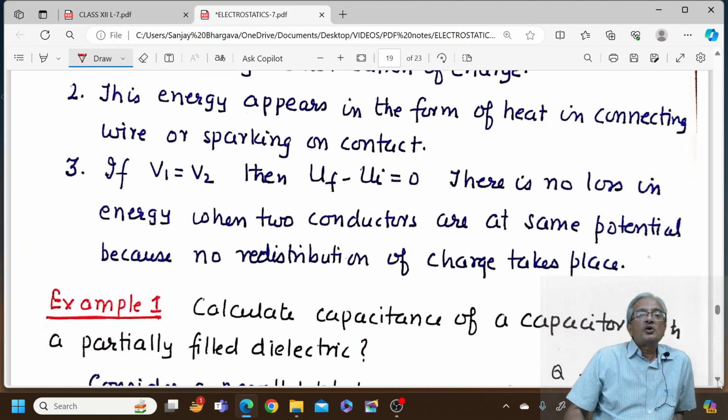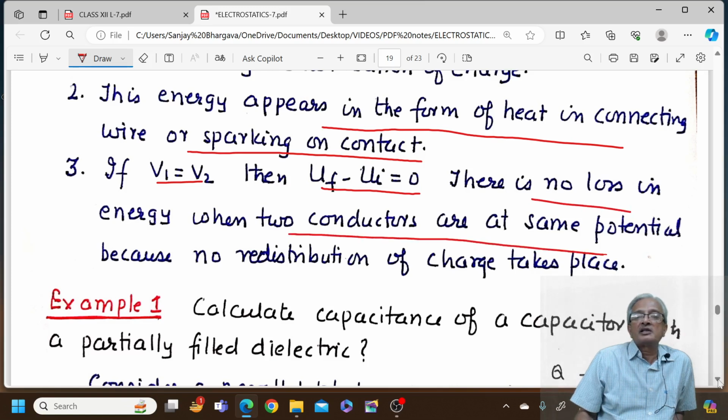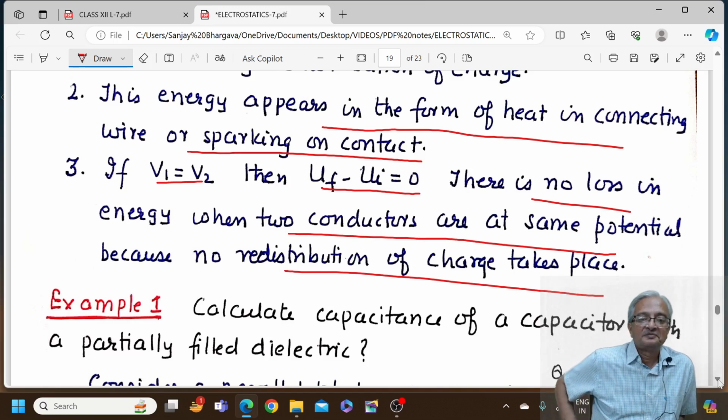Where does this energy go? This energy appears in the form of heat in the connecting wire or sparking on contact. If V1 is equal to V2, then UF minus UI would be 0. There would be no loss in energy when the two conductors are at the same potential. Why? Because no redistribution of charge would take place.